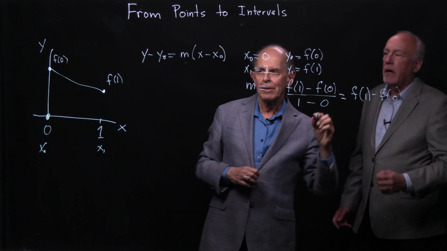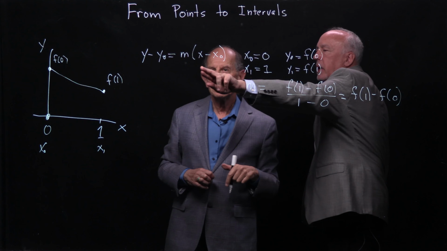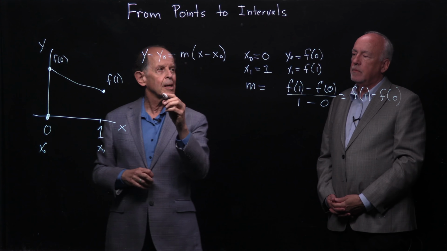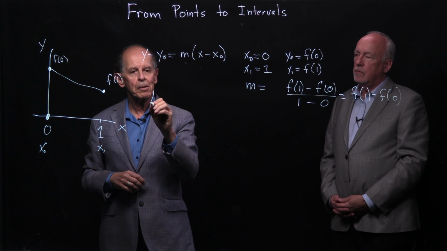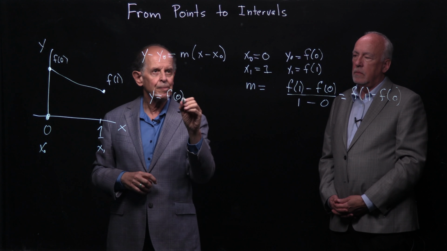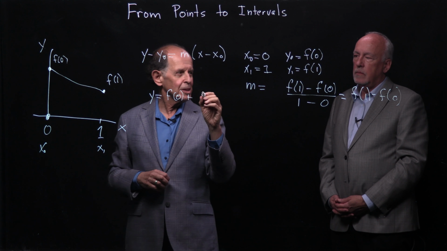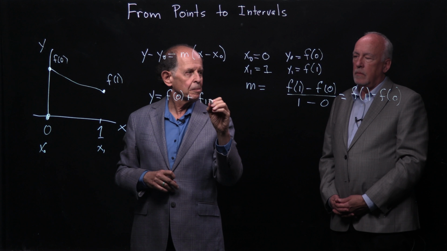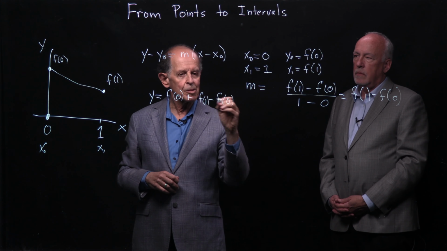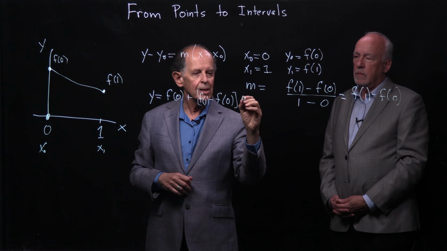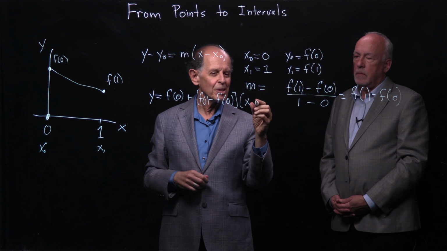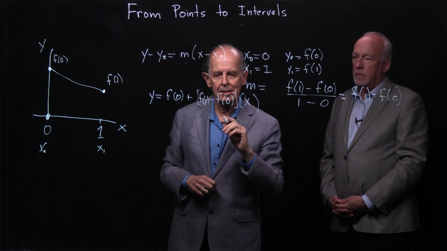So now you have all the information here, and you can write down this formula. Now we're going to substitute, and for y0, we'll put f at 0. So let's solve for y. y is equal to y0, which is f0, plus m, which is really nice, is f at 1 minus f at 0. There's our m. And then multiplied by x minus x naught.